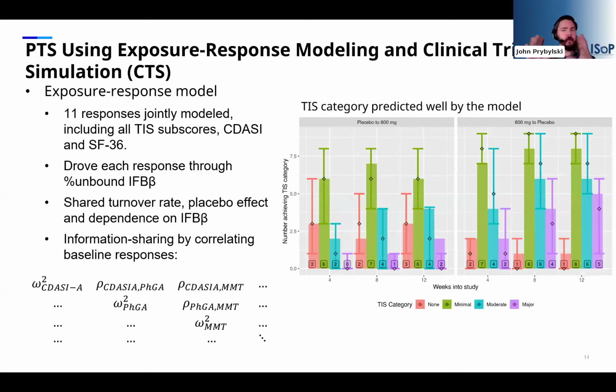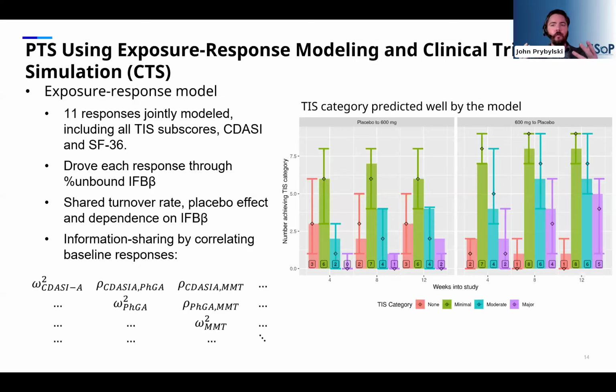And just a very small amount of the verification that was done with the trial data. So for the exposure response model, there were 11 responses that were all jointly modeled. Of these 11 responses, they included all of the TIS subscores, the continuous underlying score that's used to calculate the absolute percent improvement is what I'm referring to there. CDASI was also modeled, and then SF36 was found useful to include in the model.